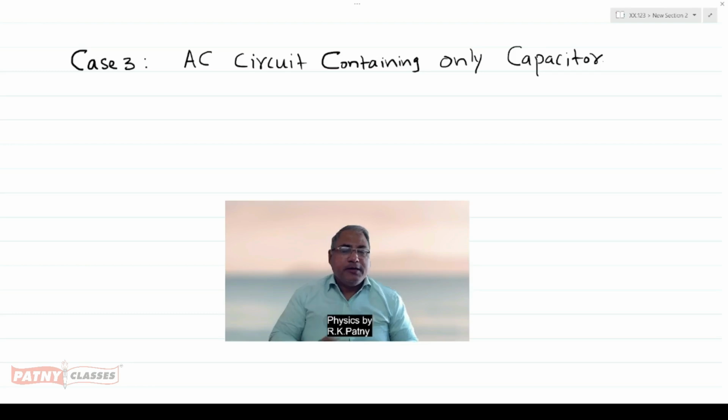Till now, we considered two circuits. One was an AC circuit containing only a resistor. The second case was an AC circuit containing only an inductor. Now the third case is the last case, in which I am going to talk about an AC circuit containing only a capacitor.